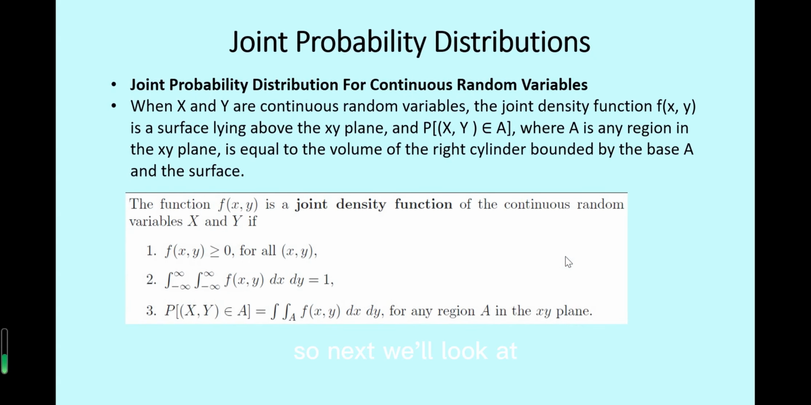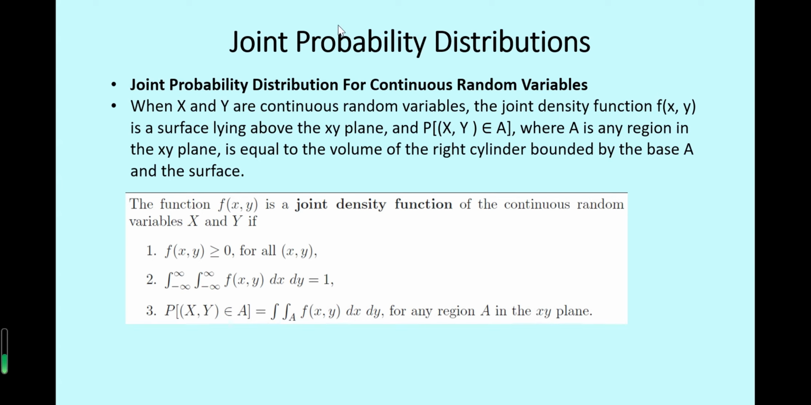So next we look at the joint probability distribution for continuous random variables. When X and Y are continuous random variables, the joint density function f(x,y) is a surface lying above the xy plane, and the probability that (X,Y) is in area A, any region in the xy plane, is equal to the volume of the right cylinder bounded by the base A and the surface.